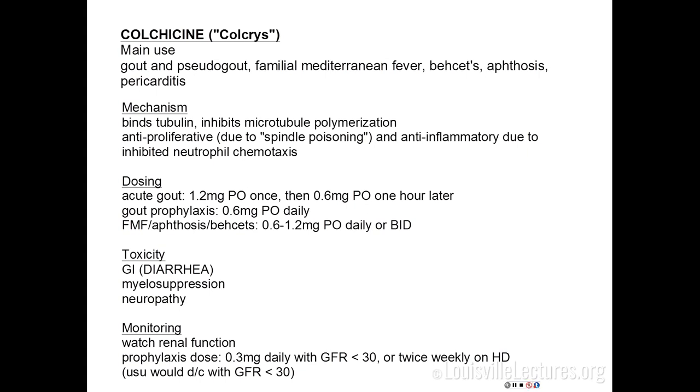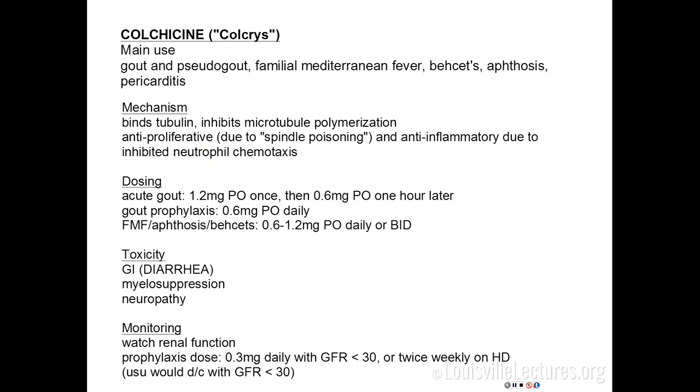For acute gout, you give 2 pills together, 1.2 milligrams, and then you give another pill an hour later, and then the daily dose is either 1 or 2 pills a day, 0.6 milligrams once a day or twice a day. The prophylactic dose is once a day. And then the dose is generally twice a day for familial Mediterranean fever or to prevent ulcers in Behçet's.